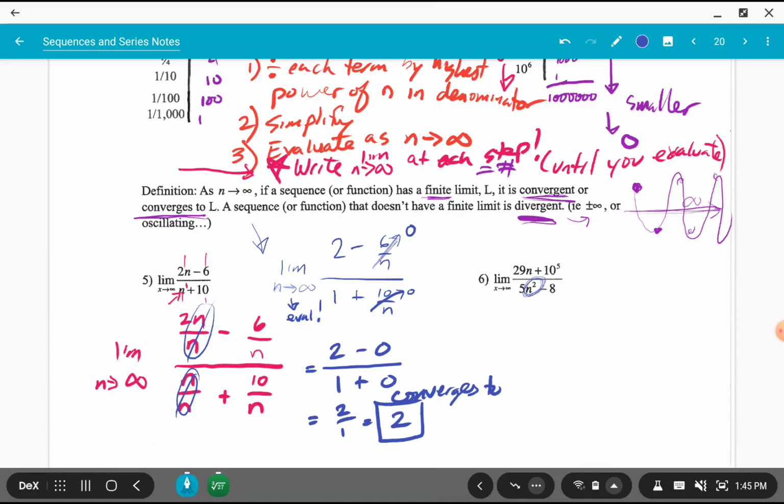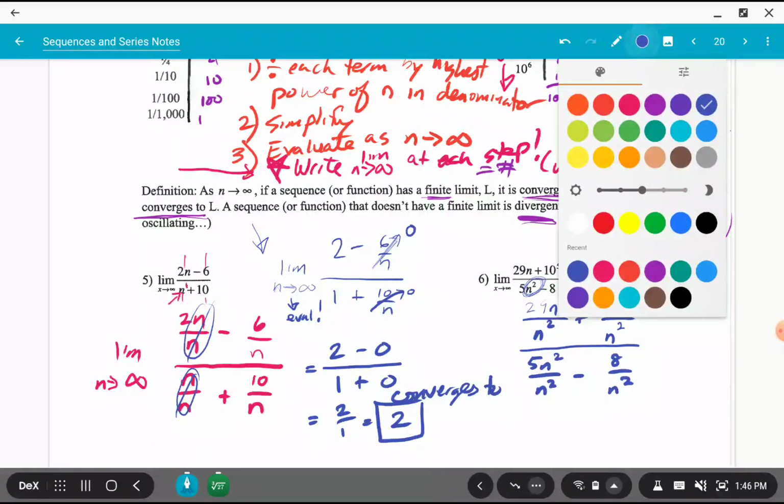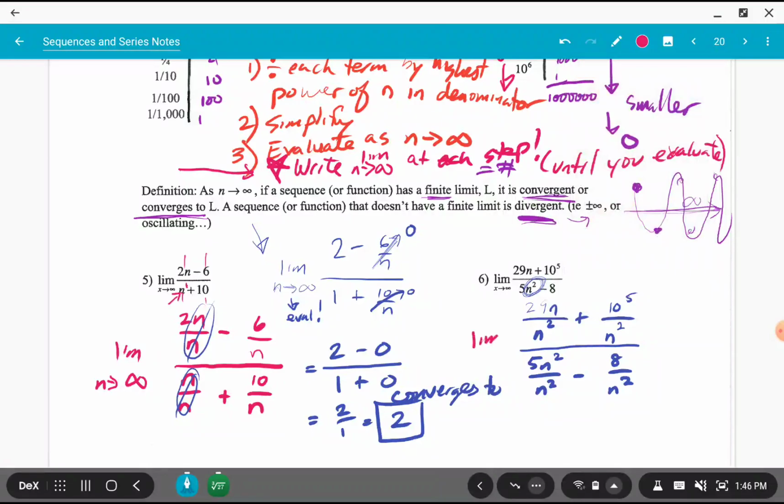Okay, so because it's n squared, we're going to take each term, which is 29n, and divide it by our n squared. Then we add 10 to the 5th power over n squared, all over 5n squared divided by n squared. And then we have minus 8 over n squared. What am I missing? Hopefully, you're reminding yourself that I need to remember to write limit as n goes to infinity. This is a limit problem, not solving an equation. So now we write limit as n goes to infinity, and then we can simplify.